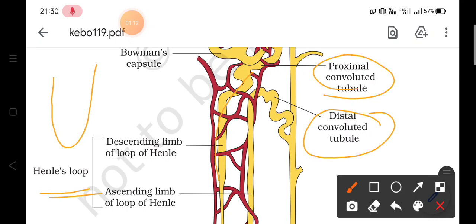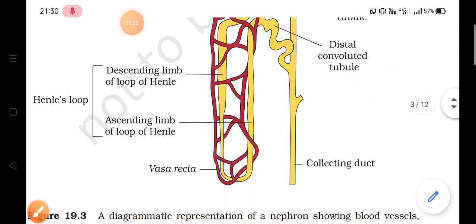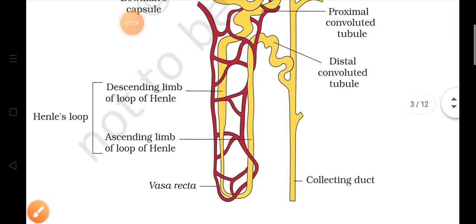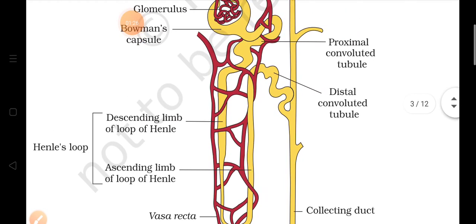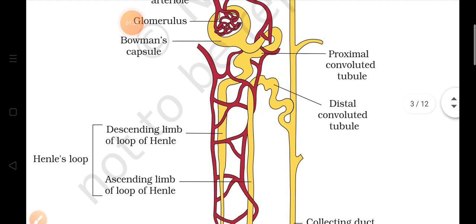And this Henle's loop has two limbs. One limb is known as the descending limb, which is going downward, and the other limb is known as the ascending limb. And there is another structure known as the vasa recta, as you can see here. So this is the structure of a typical nephron.